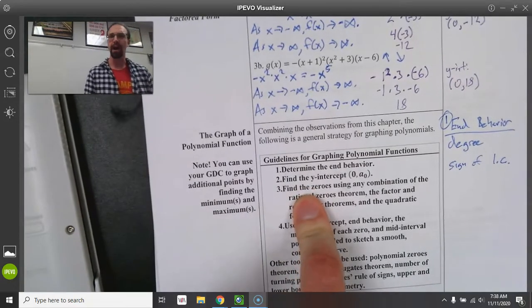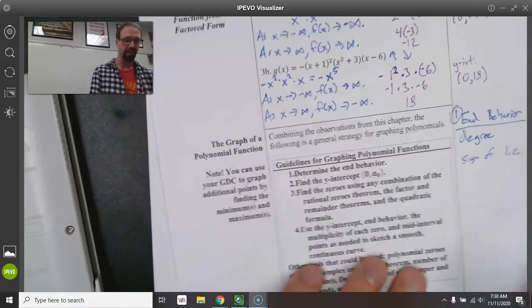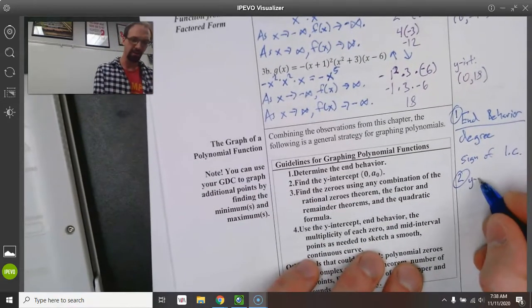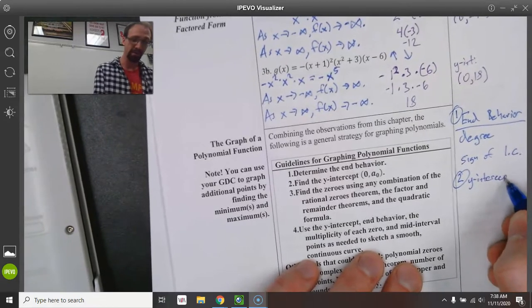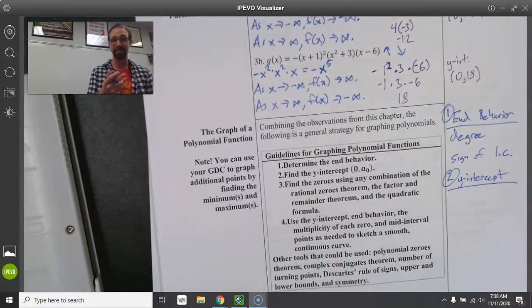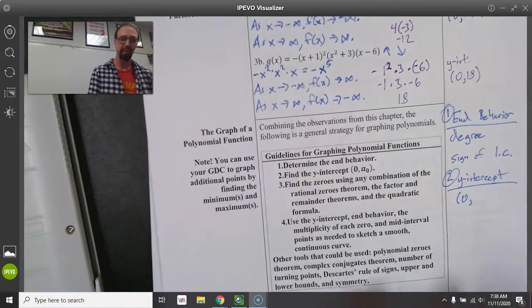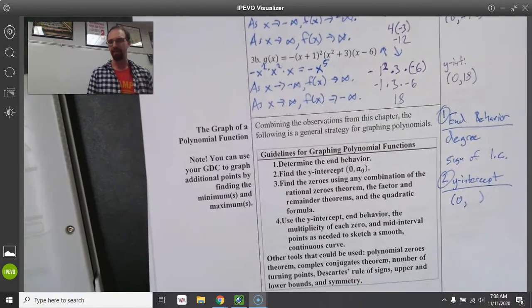For part 2, finding the y-intercept, it's always going to be 0, comma, and then whatever value it says. Here it says a sub 0. Essentially what you're doing is you're taking all of the constant terms from either the factored form of the polynomial, or it's just taking the last term if it's written in standard form. And it's always going to be 0, comma, whatever that is. So if you have to, you'll have to multiply them out to find whatever that value is, depending on the situation. And then also, you can plot this on the graph if you can figure out the scale.